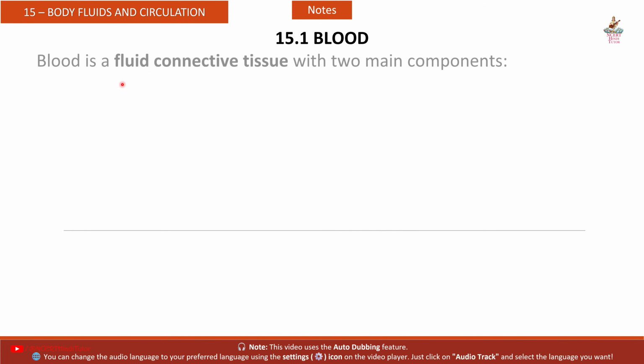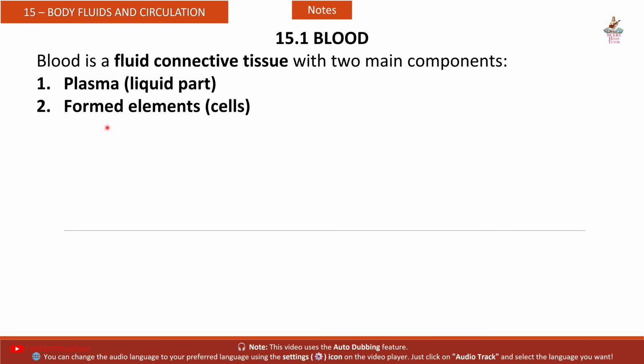15.1 Blood. Blood is a fluid connective tissue with two main components. First, plasma, the liquid part. Second, formed elements, the cells. The average adult has 5 to 5.5 liters of blood.